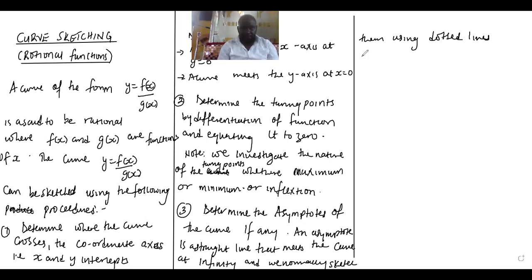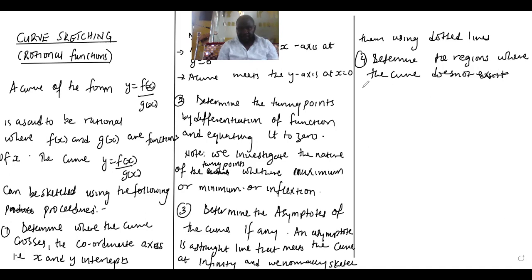Then four, determine the regions where a curve does not exist. Where the curve does not pass. Let us just say where the curve does not pass, but ideally we mean where the curve does not exist.